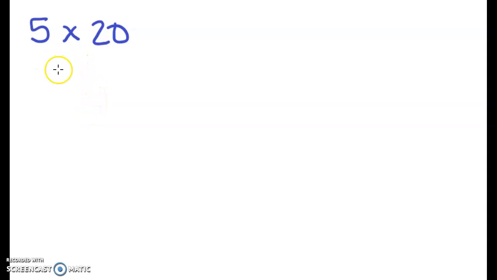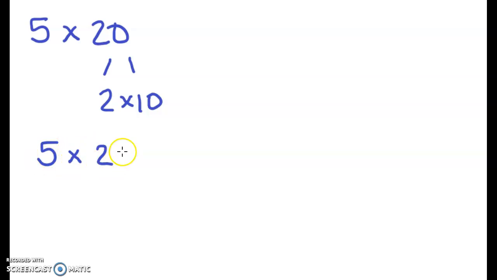So here you have 5 times 20, and to write this using associative property, you're going to look for two numbers that when you multiply make 20. So it can be 2 times 10. Now I can write it out as 5 times 2 times 10.